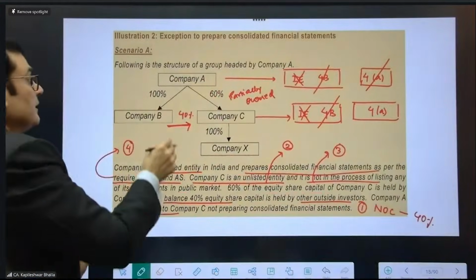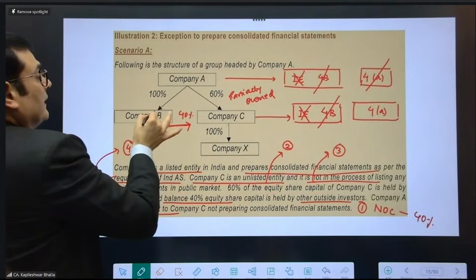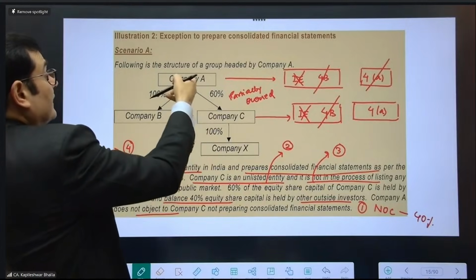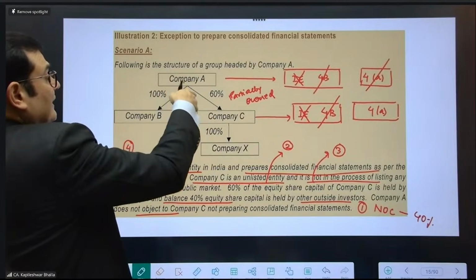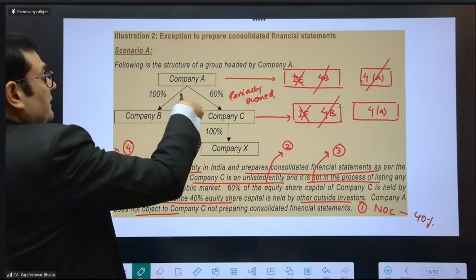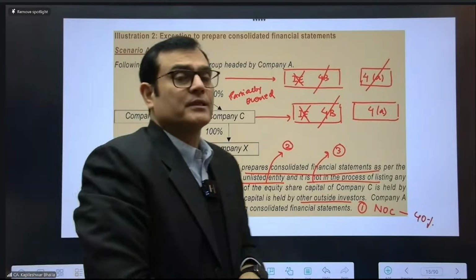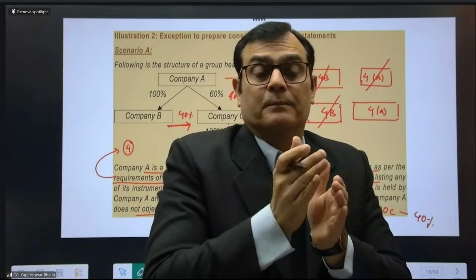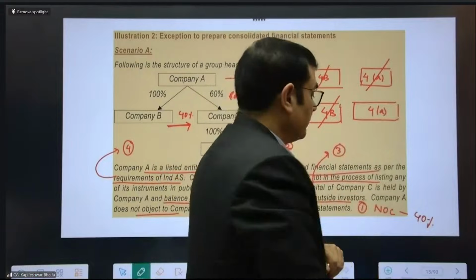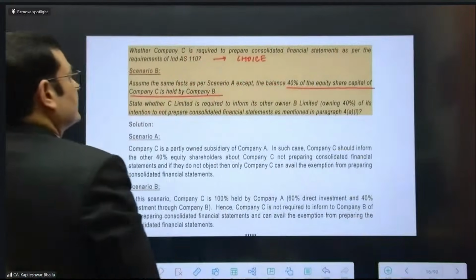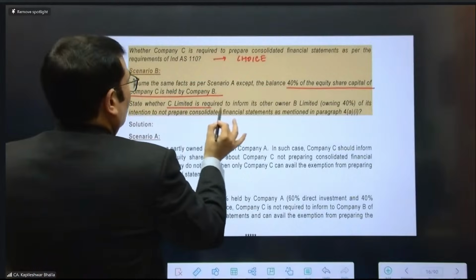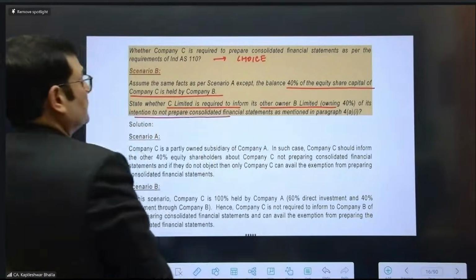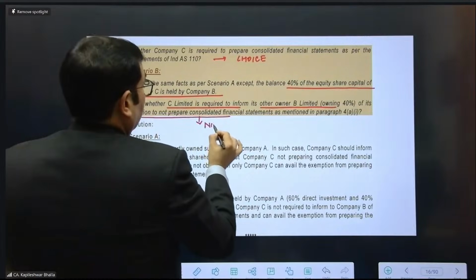So at the end of the day, since B is under the control of A, you don't need an NOC from B, because you can say A, directly and indirectly through B, has a 100% stake in C. Mind the words, directly and indirectly, because there are no outsiders involved. When he has a 100% stake in C directly and indirectly, no consolidation is required and no NOC is required. So whether C is required to inform the other owner, B, of its intention not to prepare consolidated statements, I would say no. He doesn't need to do that.